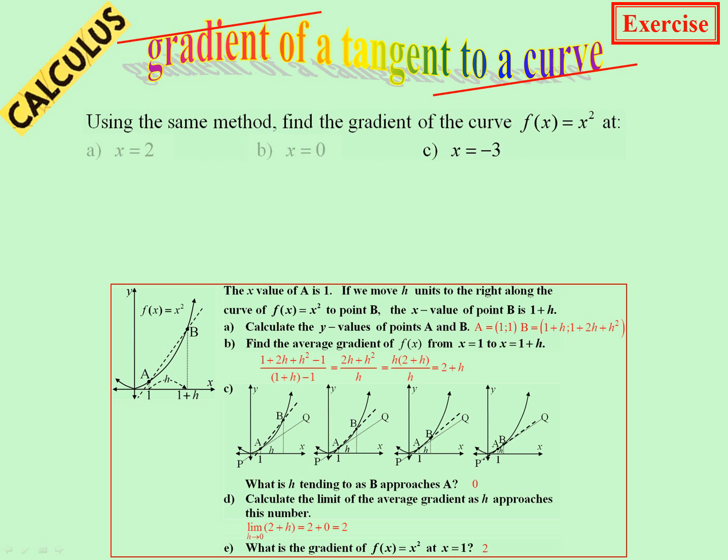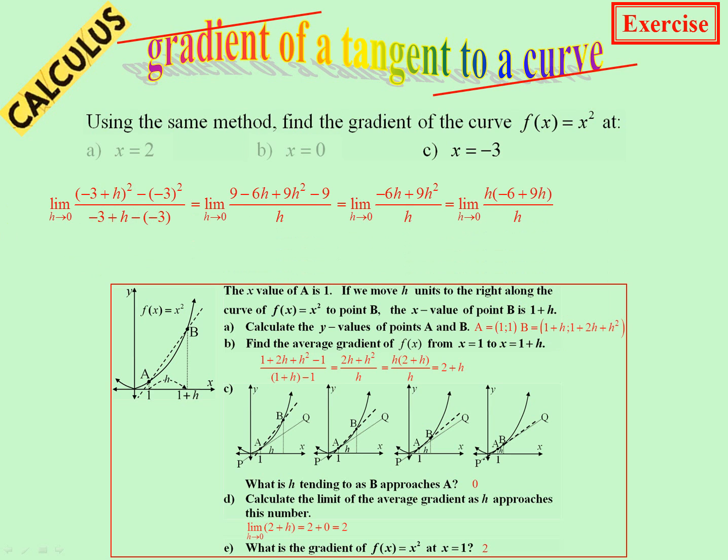x equals -3, so we're going to have 2 x points, -3 and -3 plus h, which means we're going to have (-3) all squared and (-3 plus h) all squared. Then we're going to take (-3 plus h) all squared, subtract (-3) squared, over -3 plus h, subtract -3, the average gradient. Here we are, (-3 plus h) all squared, subtract (-3) squared. That's the difference between the y values over the difference between the x values.